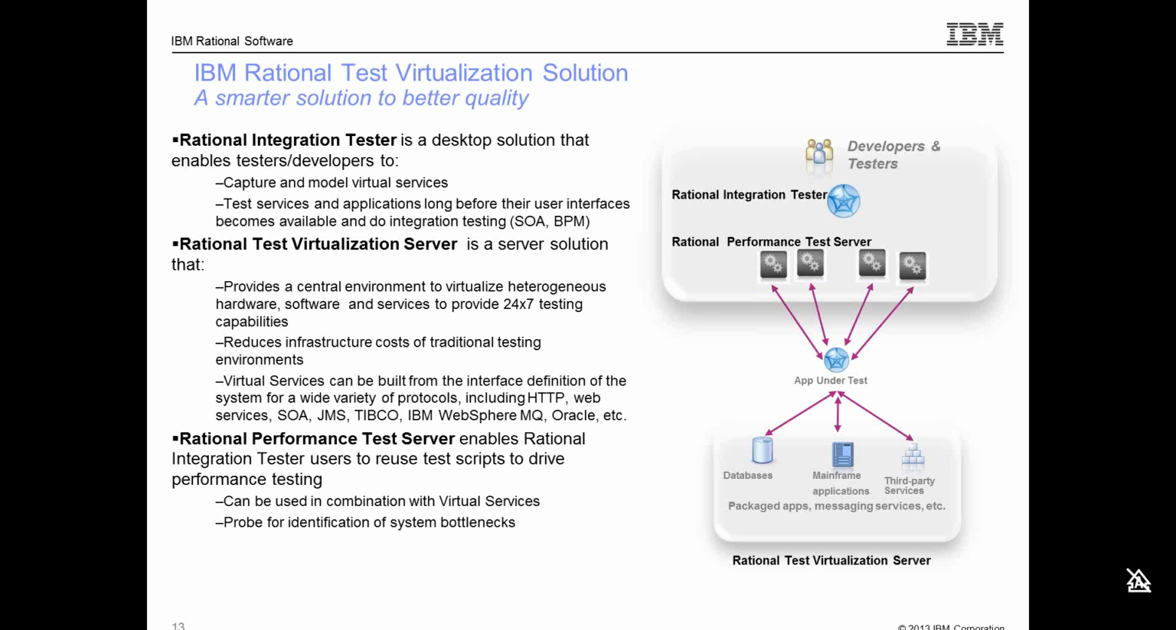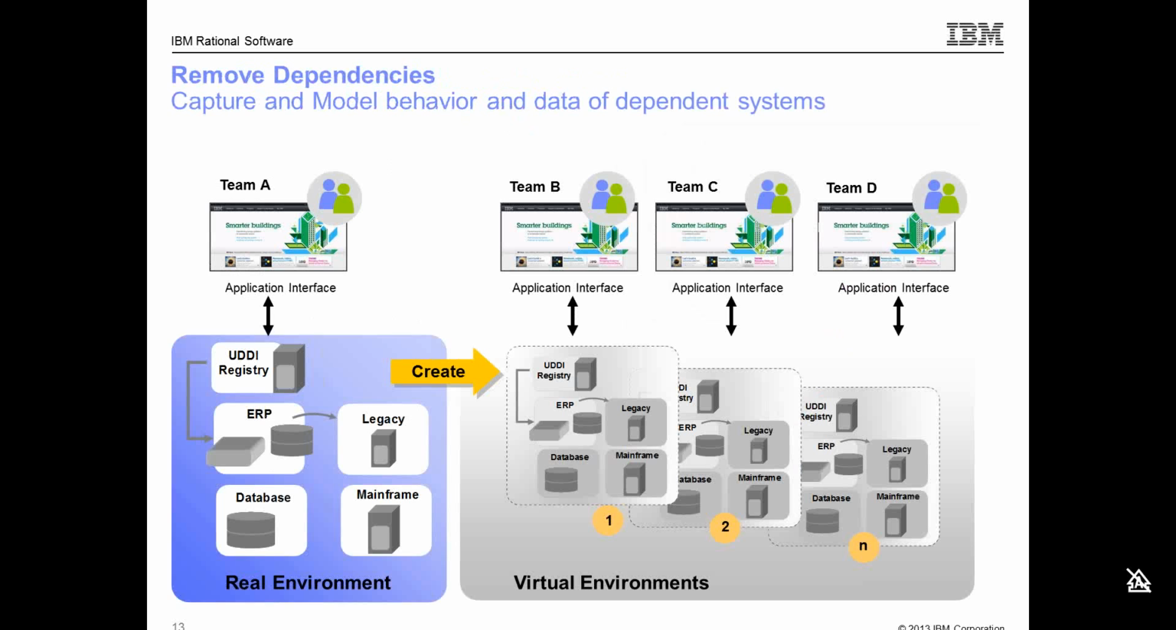And the performance test server then enables you to use these virtual services and run performance tests against your application. So let's see how we remove the dependencies with another example here. So let's say I have an application interface, a website, and Team A was earlier testing this application interface with real environments, right? They were using real back-end databases, mainframes, legacy systems, enterprise buses, and different other systems. And let's say Team B, C, and D that are also testing are waiting for Team A to finish their testing in order for them to be able to access these systems.